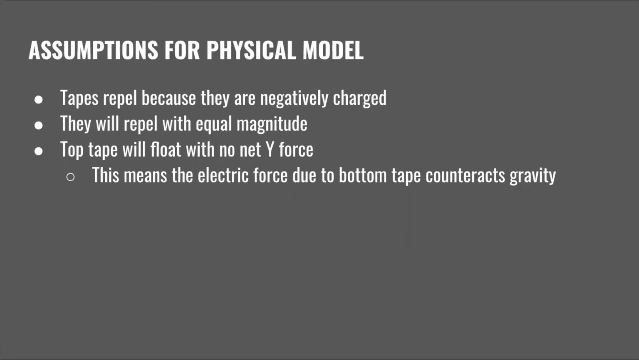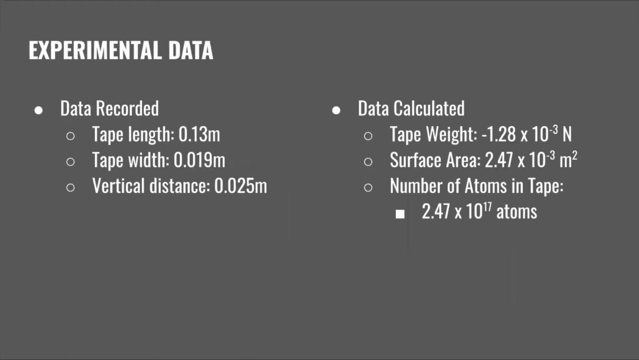The assumptions I made for the physical model were that the tapes repel because they are negatively charged, and that they will repel with equal magnitude. Then the top tape will float with no net Y force, meaning that the electric force due to the bottom tape counteracts gravity. The experimental data I obtained was: the tape length was 0.13 meters, the tape width was 0.019 meters, and the vertical distance was 0.025 meters.